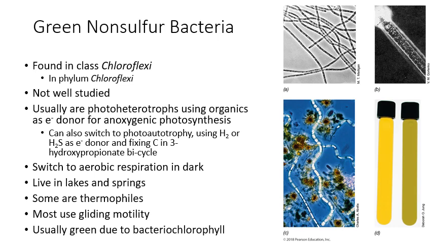When it's dark, they will switch to aerobic respiration, so they're going to live in the water again, in lakes and springs, but kind of higher in the water where you have oxygen still. Some of them are thermophiles, which would be the ones that live in the springs. Most of them are going to use gliding motility, and usually they're going to be green, not always, but because of their bacterial chlorophyll pigment, they'll usually be green. So here's some examples of the colors. So usually green, sometimes not so green, and here's some examples of what they look like. So these would be the green non-sulfurs. These guys actually kind of look more like brown, and sometimes they can form these long filaments.